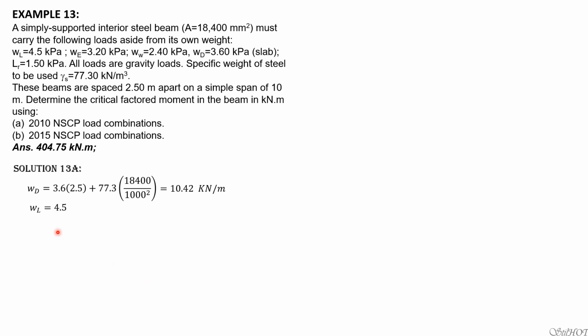Next, W live load is 4.5 times spacing 2.5, 11.25 kilonewton per meter. W earthquake load is 3.2 times 2.5, it's 8 kilonewton per meter. W wind load 2.4 times 2.5, it's 6 kilonewton per meter. And the roof live load 1.5 times 2.5 equals 3.75 kilonewton per meter.